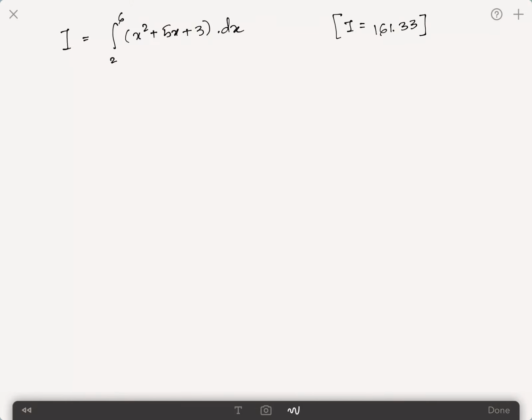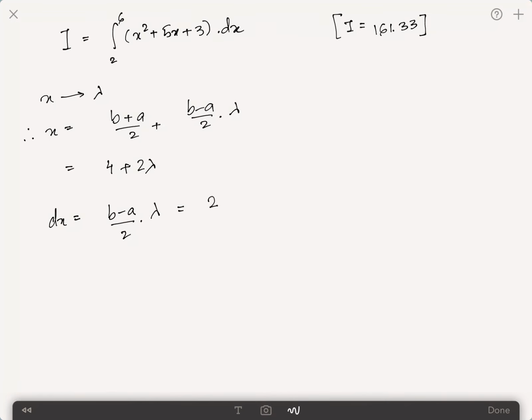Now we want to just demonstrate the use of the Gauss-Legendre quadrature method. So first we want to change x to lambda. We want to relate them. We already found out that x is equal to (b plus a)/2 plus (b minus a)/2 times lambda, which means x is equal to 6 plus 2, which is 8, over 2, so 4 plus 2 lambda. That's the relation for x. In the same way, we can also find out dx, which can be given as (b minus a)/2 times d lambda, which is 2 d lambda.